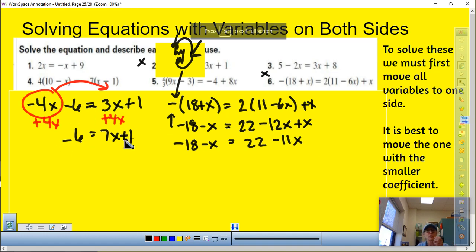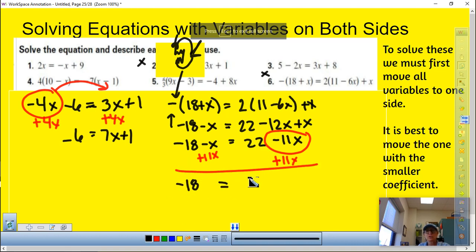Now, just like in the one over here, I need to move all the x's to one side. It's preferable to move the smaller x. Well, right here I have negative 1x, and here I have negative 11x. Which one's smaller? Well, negative 11x is the smaller of the two, so I'm going to move that, and I move it by adding 11x to both sides. So then I get negative 18 is equal to, wait a minute, moving too fast. Negative 18 plus 10x equals 22.